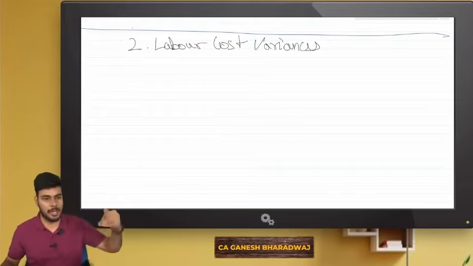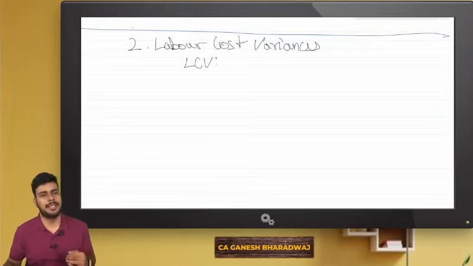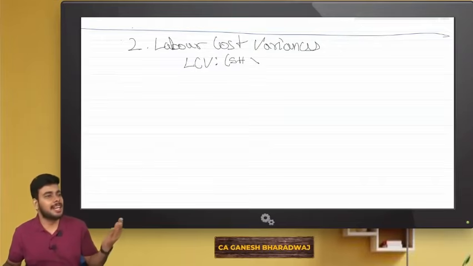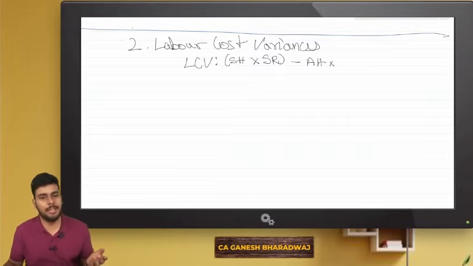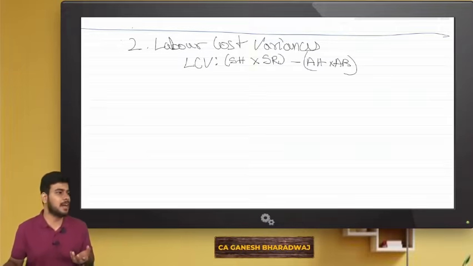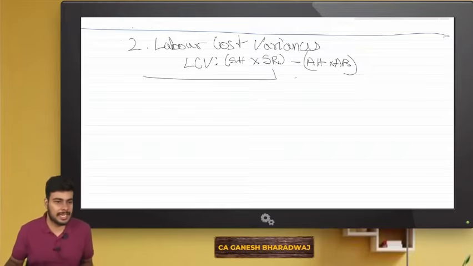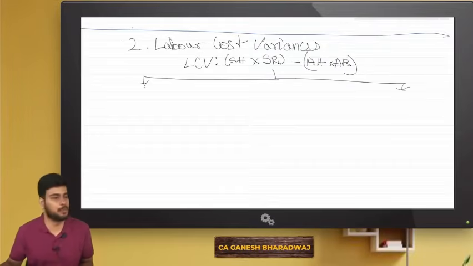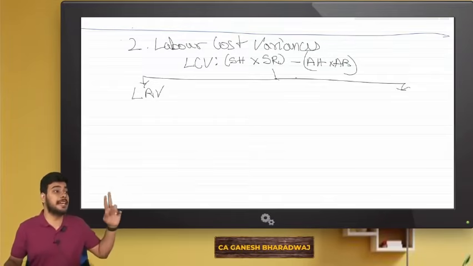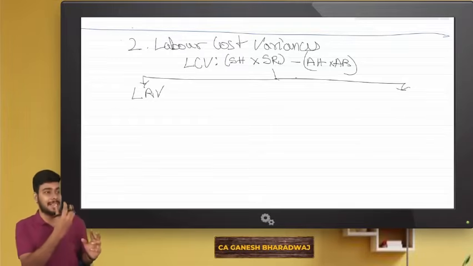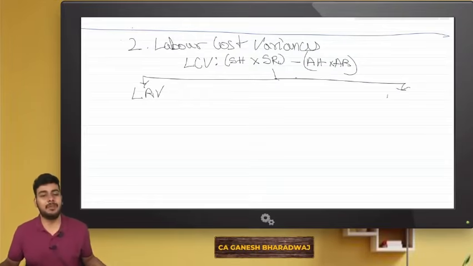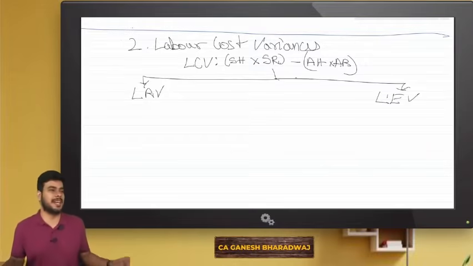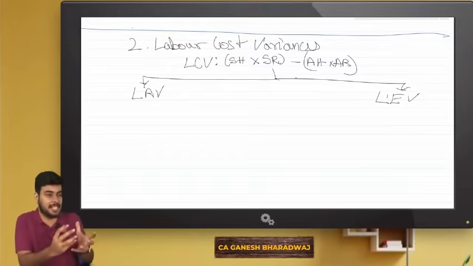Now you guys tell me the formula for labor cost variance. Take a shot, it's okay, come on. Standard hours into standard rate minus actual hours into actual rate. As simple as that. Now this gets broadly classified into two. Labor rate variance. There we called it material price variance. In labor it's called rate variance. And the other one is called labor efficiency variance. You don't use labor, you are just gauging the efficiency of labor.